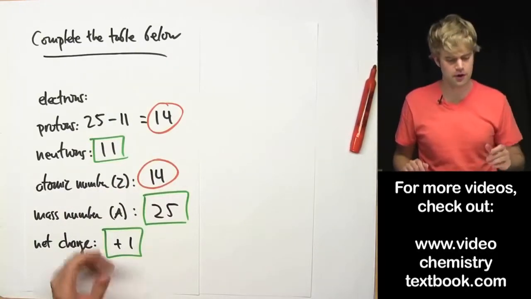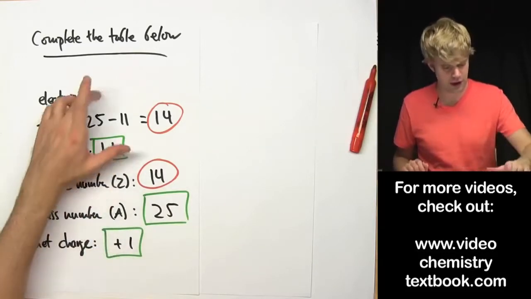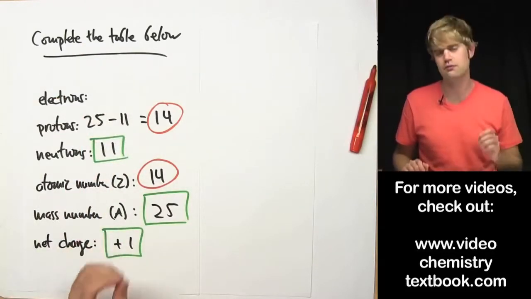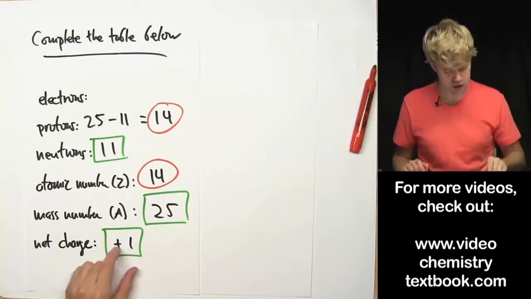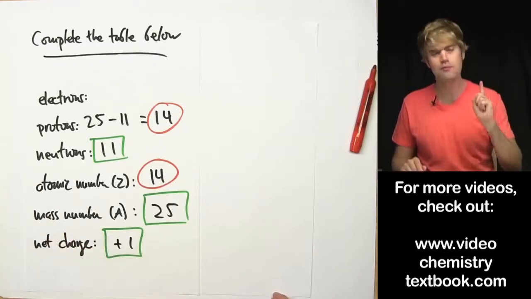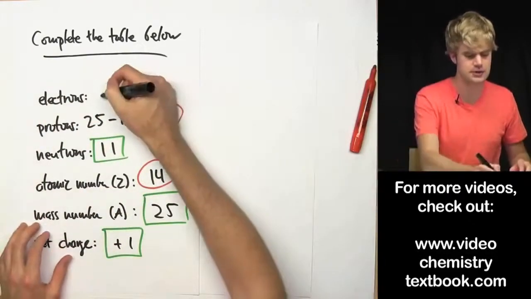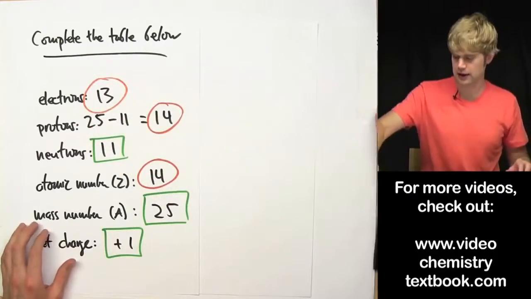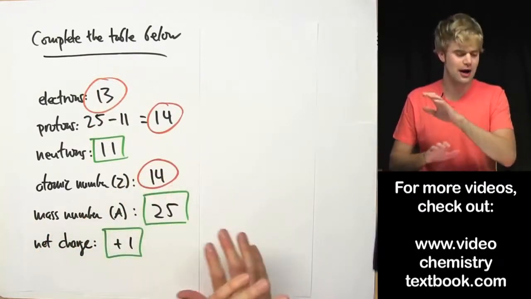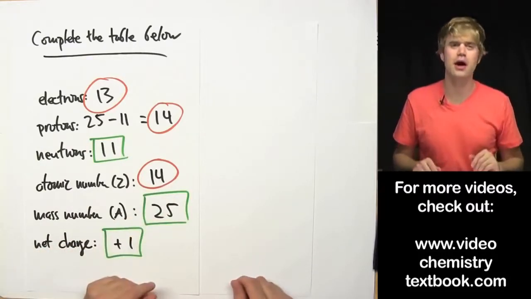Now that we know the number of protons in the nucleus, we can use the net charge to figure out the number of electrons. So it's a net charge of +1, which means that there should be 1 more proton, because I have a positive charge, 1 more proton than electron. So 14 protons. That means that total, I'm going to have 13 electrons. So now that you know how to solve problems like this, you're ready to go on to the videos about isotopes.